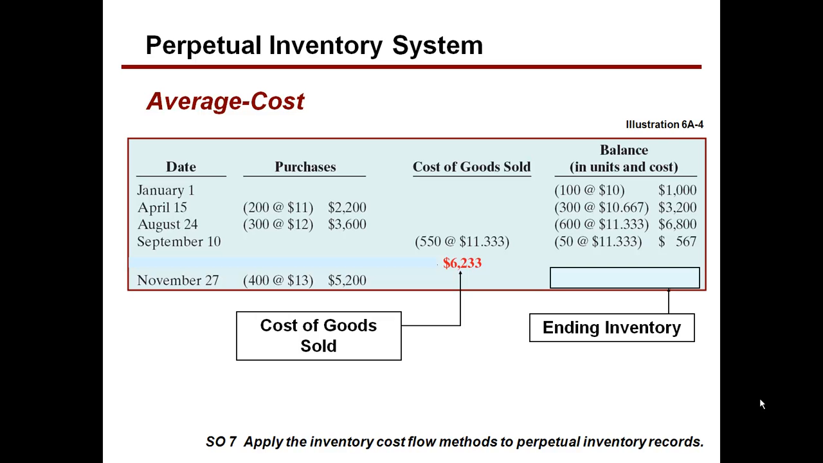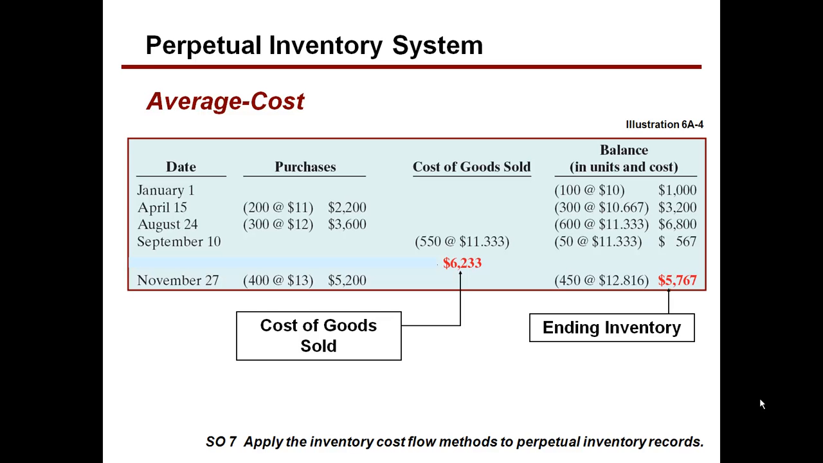November 27th, we purchased more units at an increased cost of $13. Nothing was sold that day, so therefore we have to recalculate a new weighted average in ending inventory. First of all, I'm going to calculate the total dollar value. The $567 comes down from the previous day's ending inventory, September 10th, plus $5,200, $5,767. I'm going to take that, divide it by the total of 450 units to come up with my resultant new weighted average, $12.816.